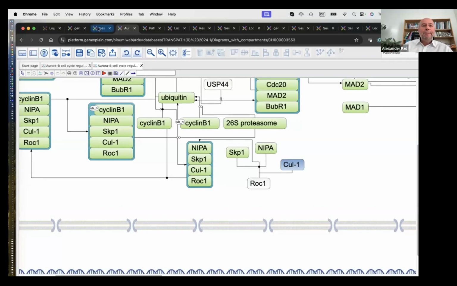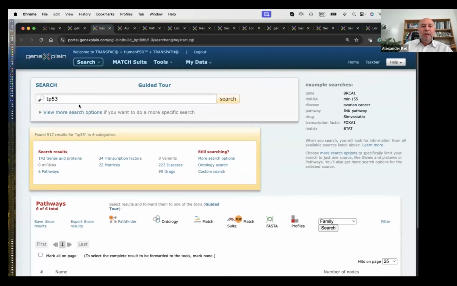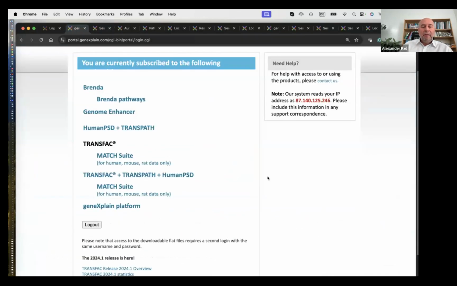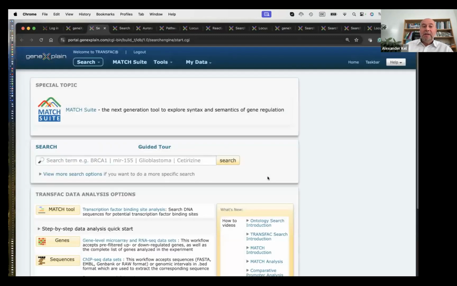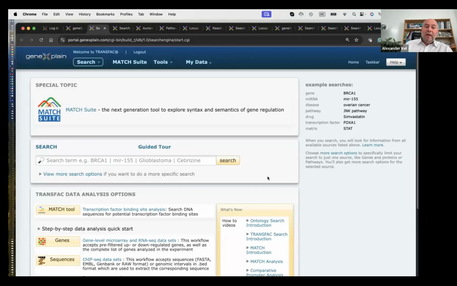In TRANSFAC, we collect information about microRNAs from literature. I wouldn't say it's covering all possible information about microRNAs. We do our best efforts to collect this information as much as possible.